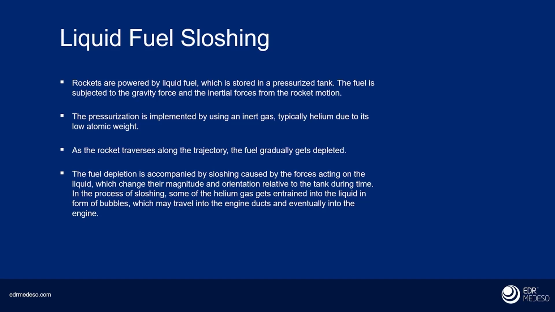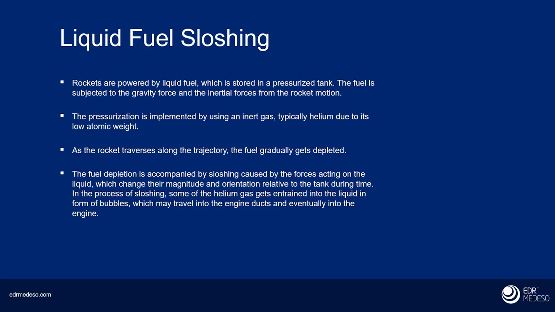So generally, rockets are powered by liquid fuel, which is stored in a pressurized tank. That is then subject to gravity forces and inertial forces as the rocket is in motion. So normally we'd have pressurization with an inert gas inside the tank, and as the fuel is getting depleted, that's accompanied by movement of the fuel, or sloshing, which causes forces onto the tanks.